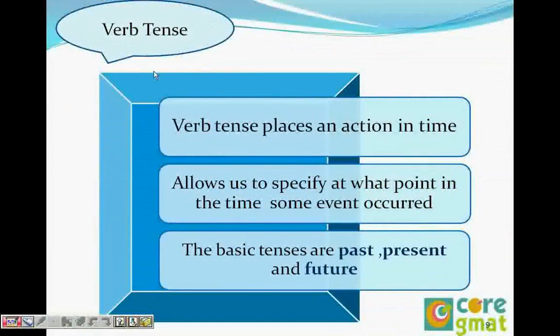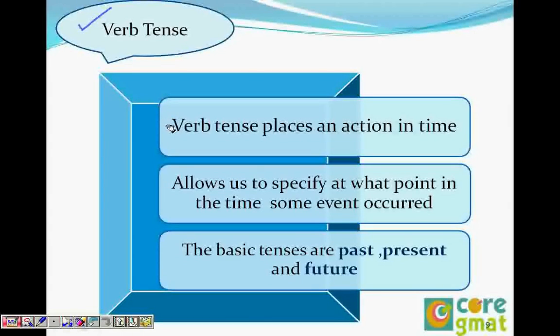Okay. So we're through with the types of verbs. Now we'll take verb tense. Verb tense places an action in time, as we said earlier, and it allows us to specify at what point in time some event occurred. The basic tenses are past, present, and future.